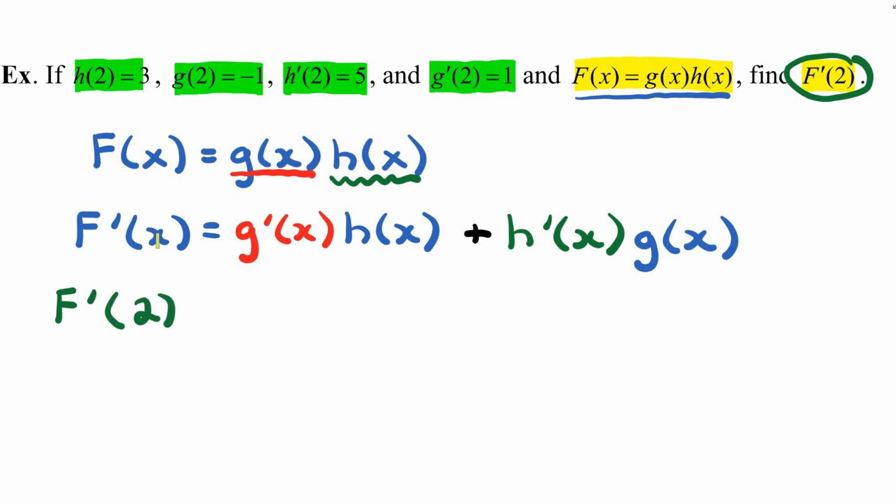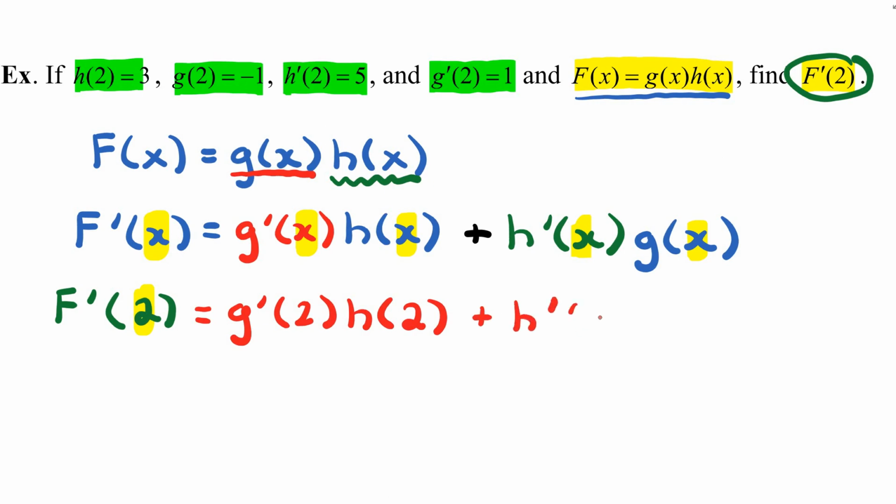So what that really means is that anytime you have an x, that changes to a 2, right? So all these x's now change to 2's, right? So this will be equal to g prime of 2 times h of 2 plus h prime of 2 times g of 2. And now you use the green material, or the information highlighted in green, to substitute here.